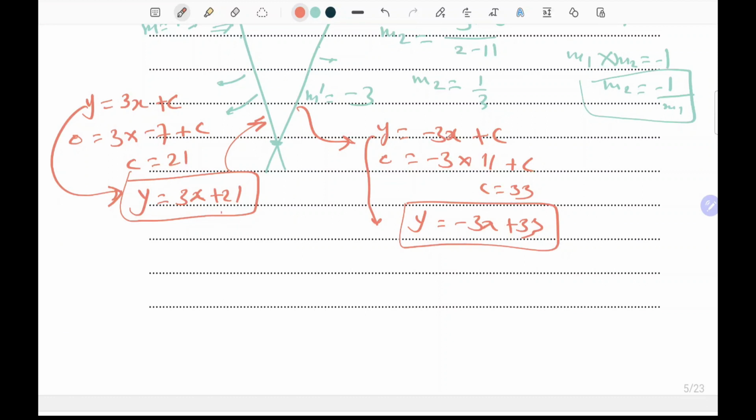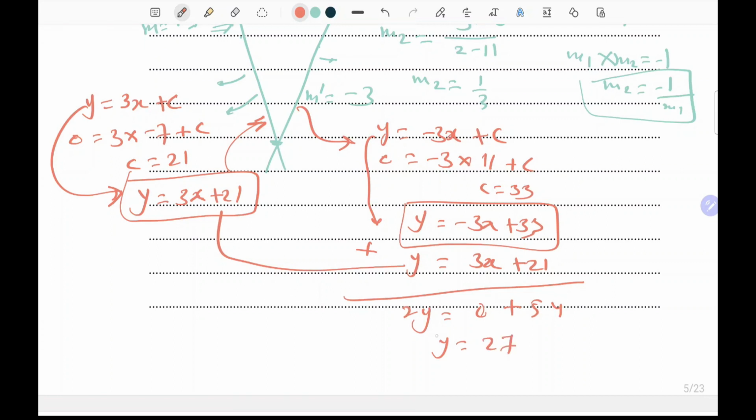So how can we solve? I can add these two. So y equals 3x plus 21, then y and y, that's 2y, minus 3x, if you add, then that's 0, then 3 plus 1, that's 4, and 3 plus 2, that's 5. So 2y is 54, y is 54 over 2, that's 27. Okay, so we got y as 27, so just put this y here to get x.